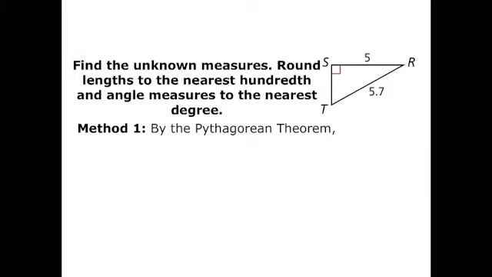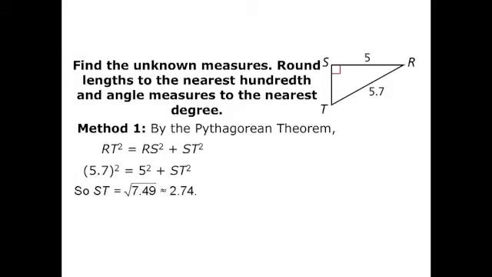Since my hypotenuse RT is 5.7, I'll set that up as the C in my Pythagorean theorem. So RT squared is equal to RS squared plus ST squared. Plugging in those values and then solving for ST gets me that ST is approximately 2.74.